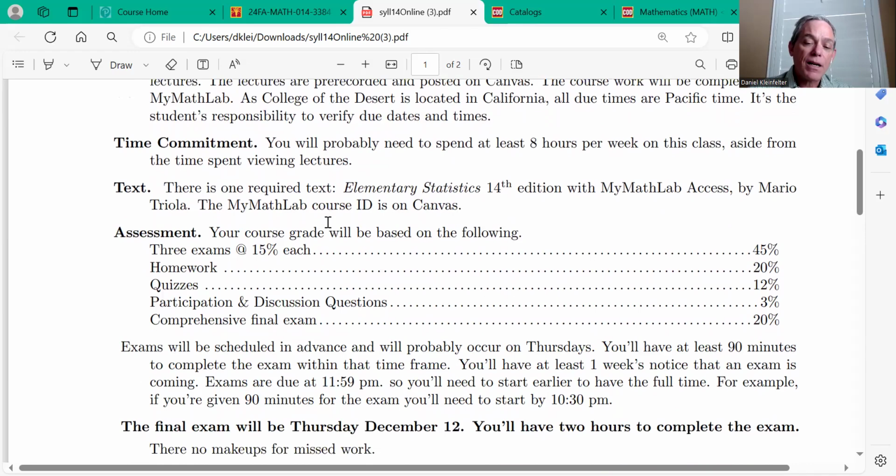Okay, our textbook, Elementary Statistics, 14th edition with MyMathLab access by Triola. The course ID is on Canvas. We saw that earlier. You're going to need MyMathLab in order to get the work done. That's the software. Whether you have a paper copy of the textbook or not is totally up to you. I won't even know if you have the book. You can get the code itself for MyMathLab directly from the publisher if you want, or you can get it all bundled together from the bookstore.